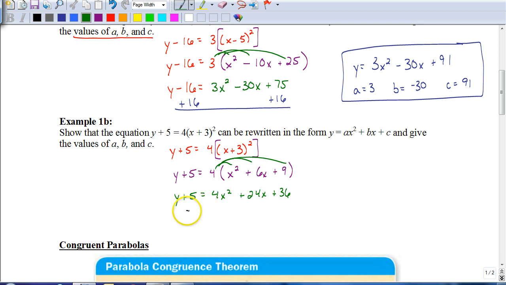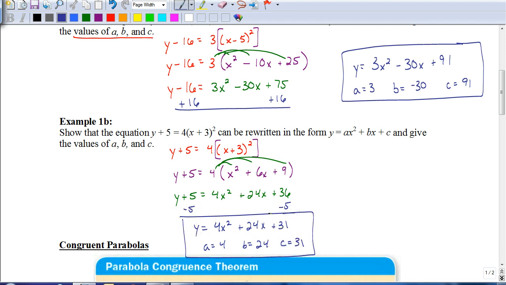Lastly, subtract 5 from both sides. When you do that, you'll get your answer as y equals 4x squared plus 24x plus 31. And then we have to identify what a, b, and c are, so let's do that underneath it. So a equals 4, b would equal 24, and c would equal 31. So there's your complete answer.